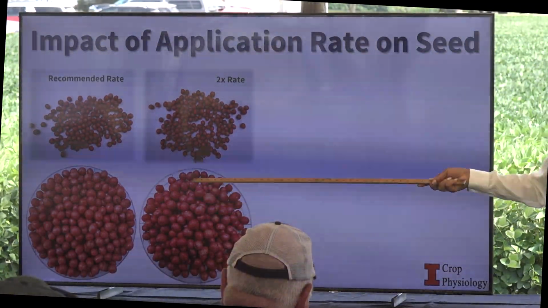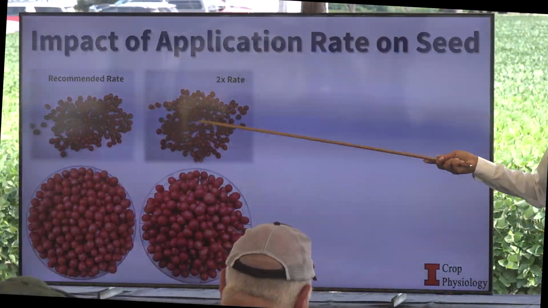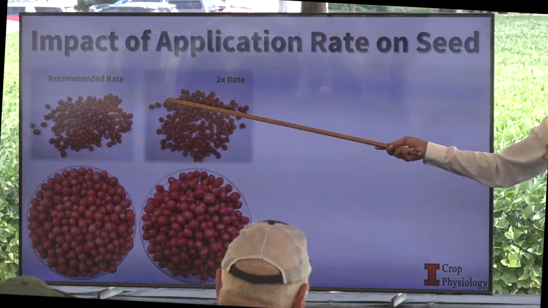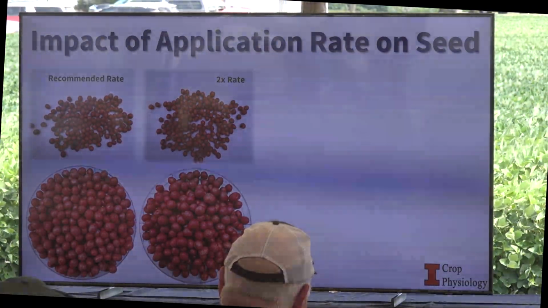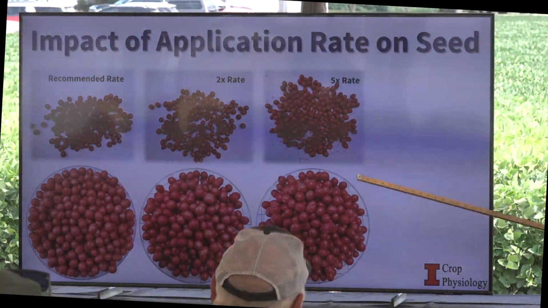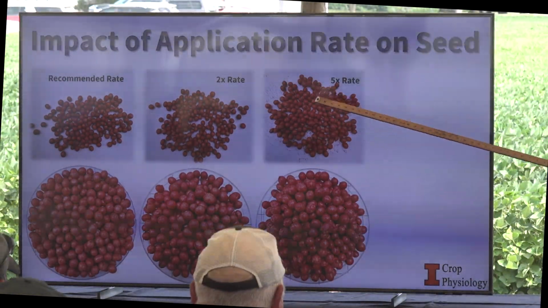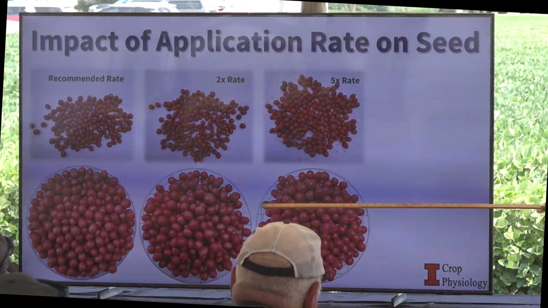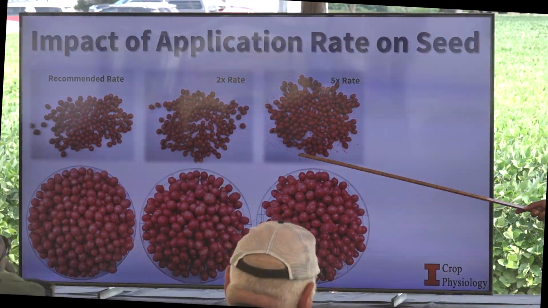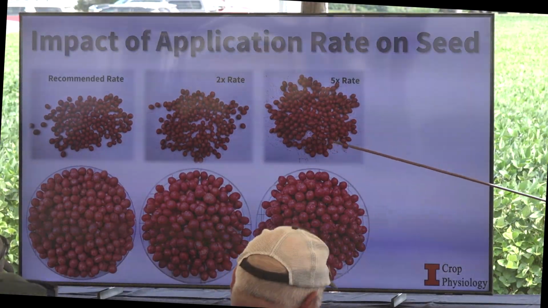this is the zoomed picture. I don't know if you guys can see that very well, but we can already start to see some stain in the white paper here. That is even higher when I did 5 times the recommended rate. You guys can see here a lot of stains.